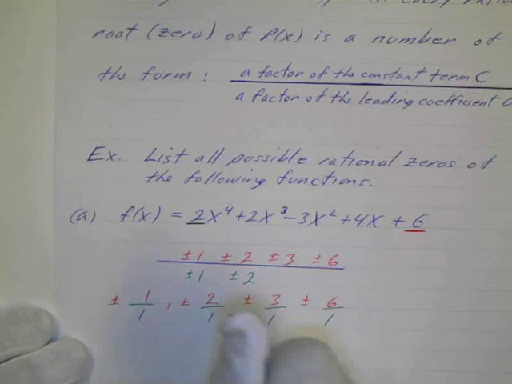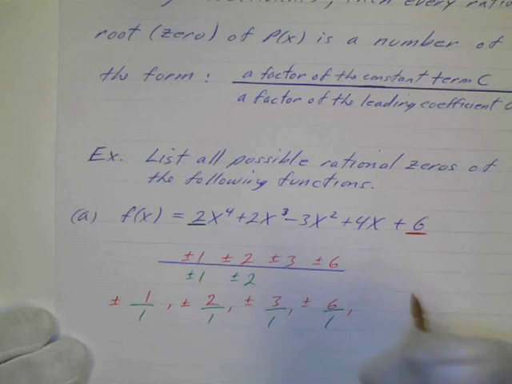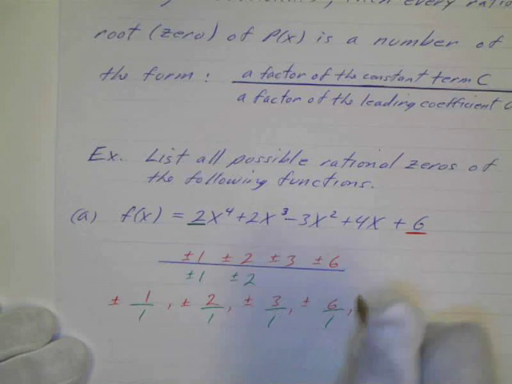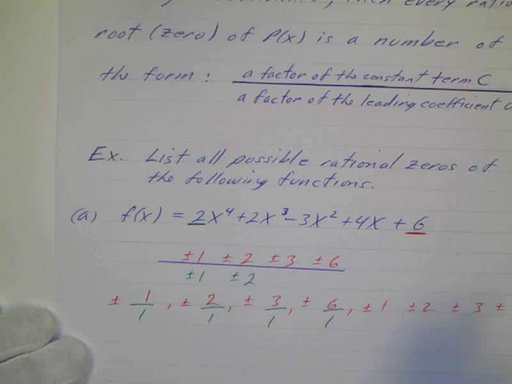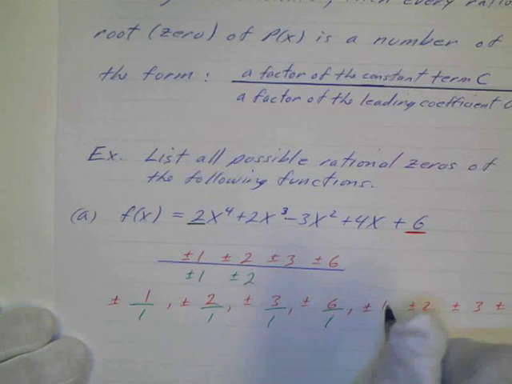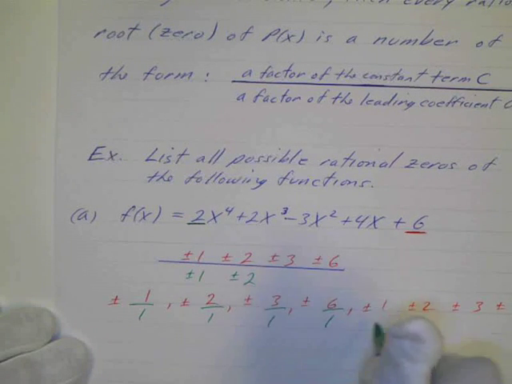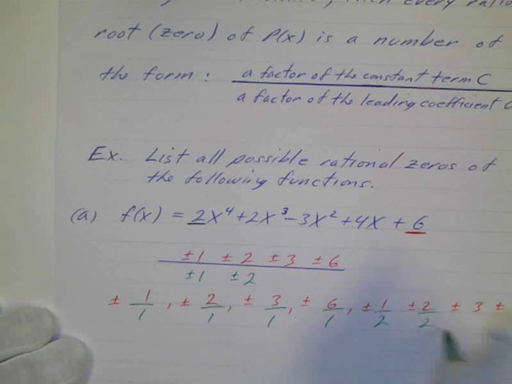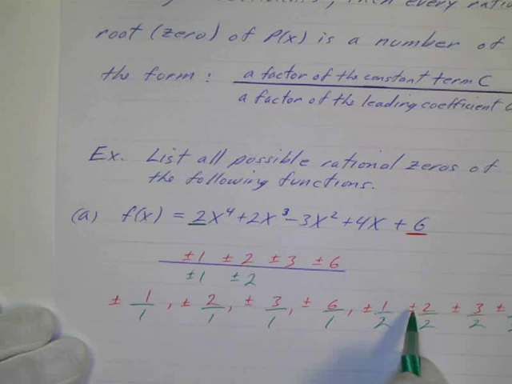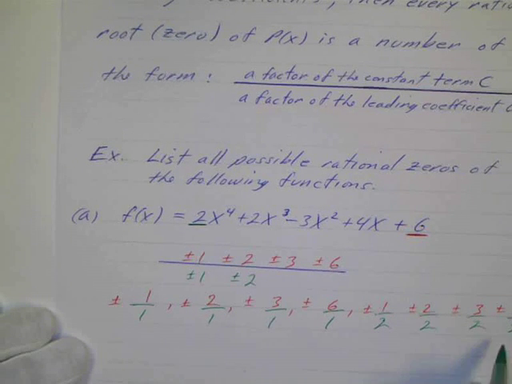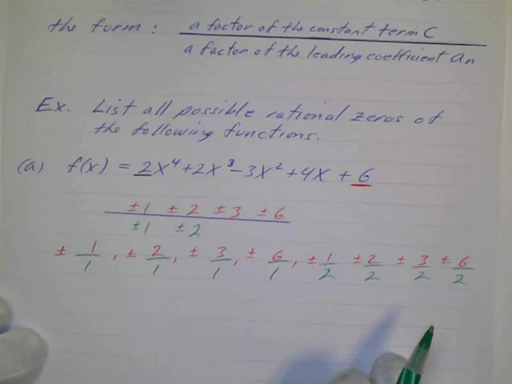We could put commas in here just to separate them because it's a list. And we have plus or minus 1, plus or minus 2, plus or minus 3, plus or minus 6, going over, in this case, plus or minus 2. All these plus or minuses mean it can end up being positive or negative. We have all these different possible signs. So those are all your possibilities.